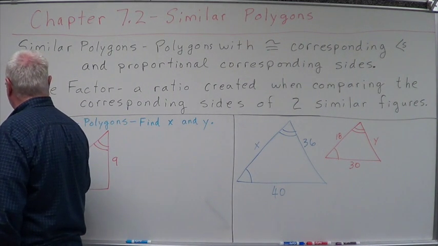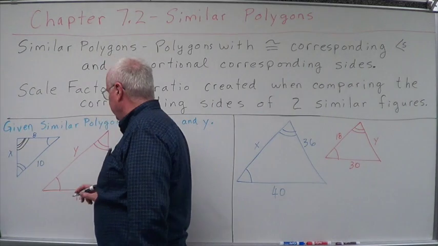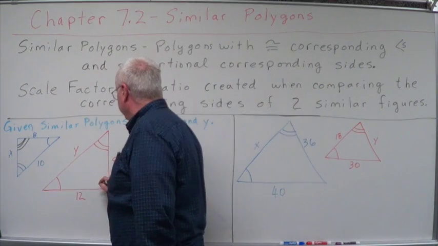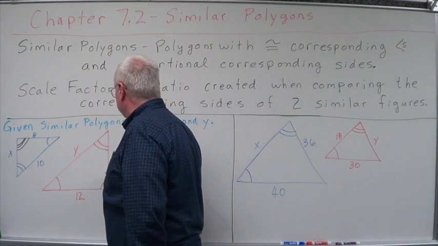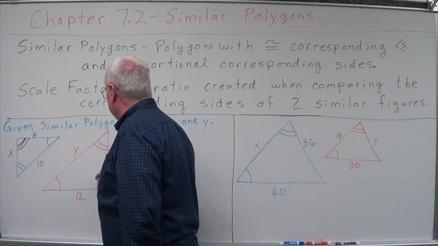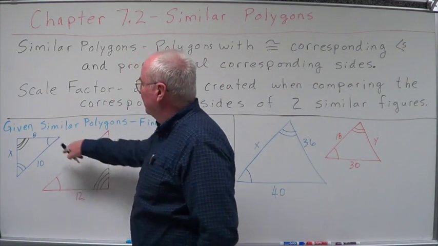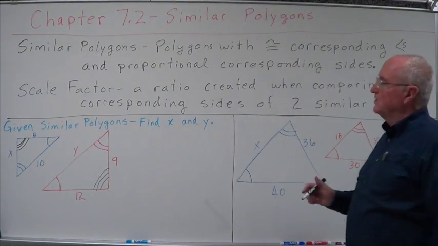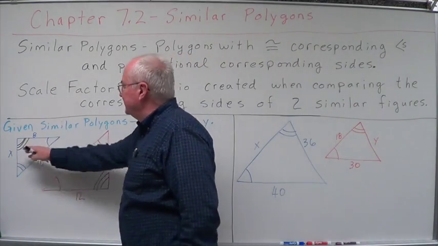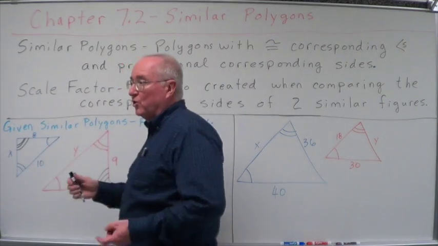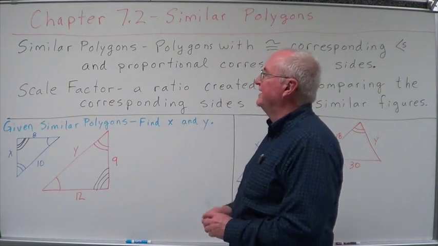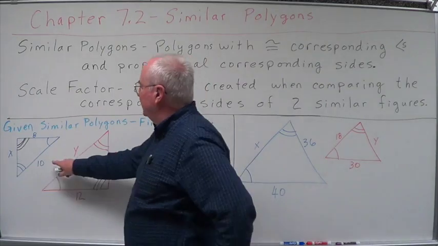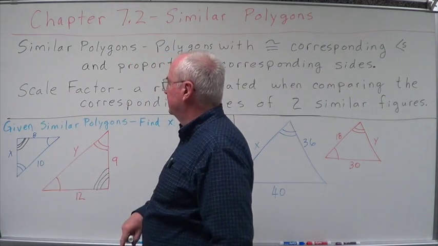You're going to know that as angle similarity. We're going to learn that in 7.3, called angle similarity. So, we know that that third angle is equal to each other. Now, what we're told is since they're similar, their corresponding sides are proportional. So, what do we know? We know that this 10 goes with y.